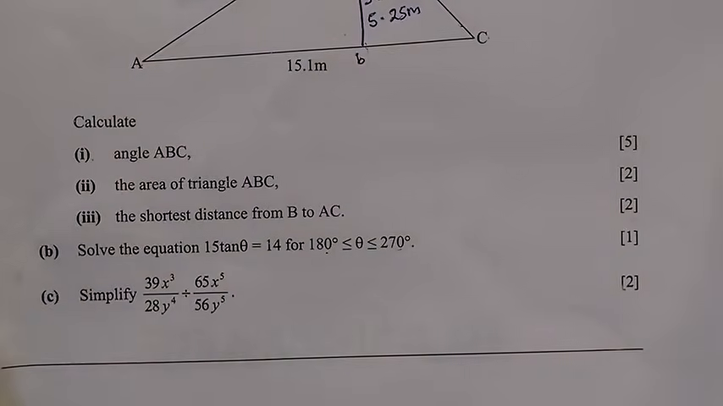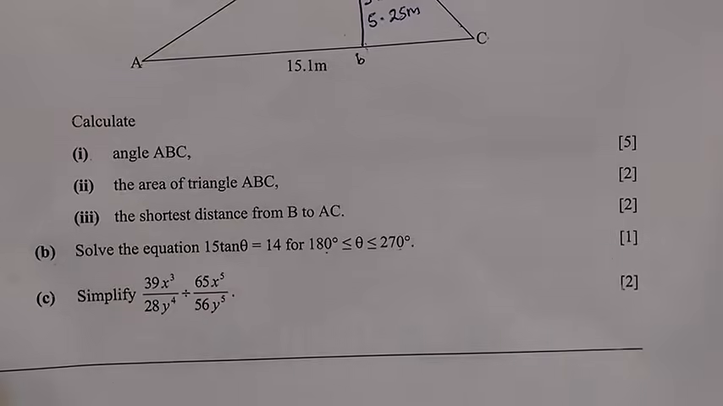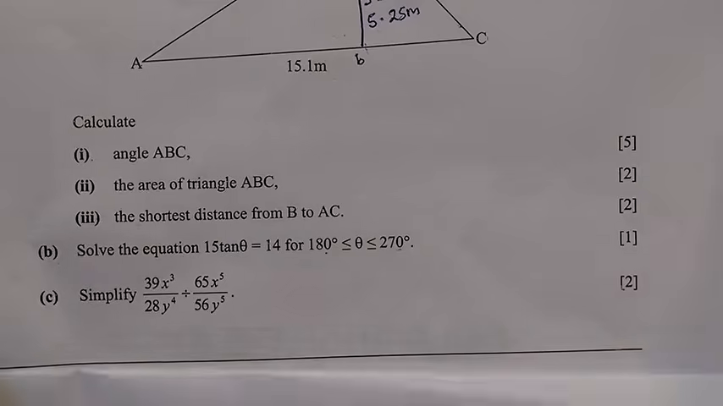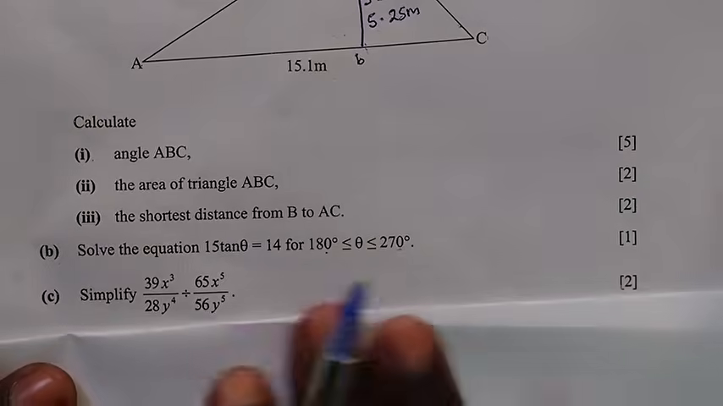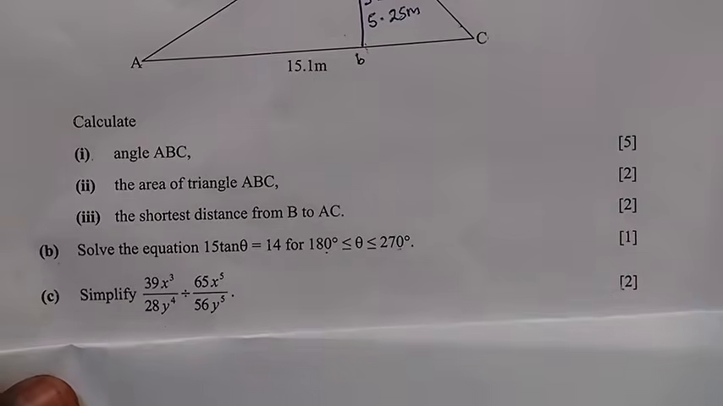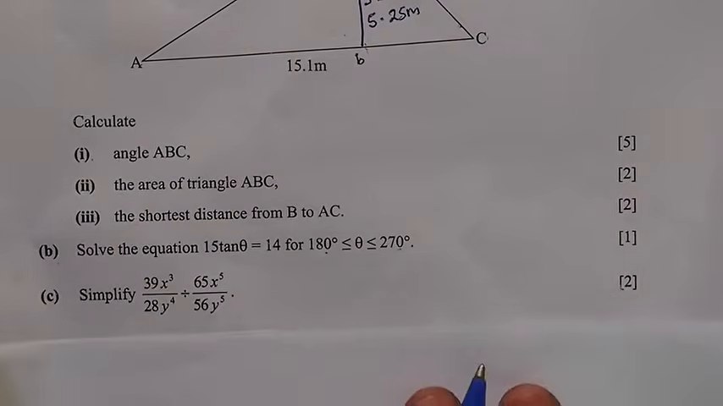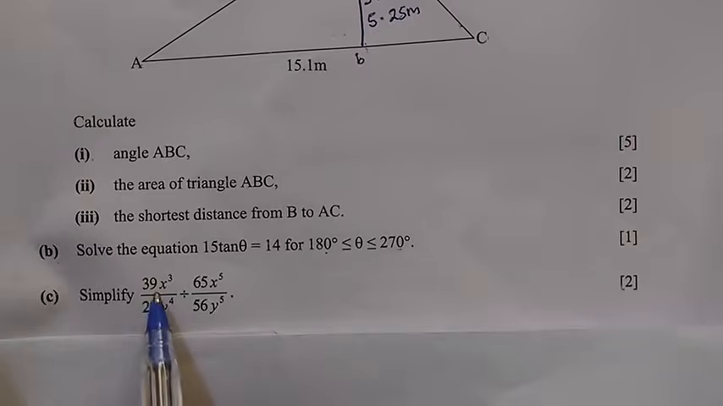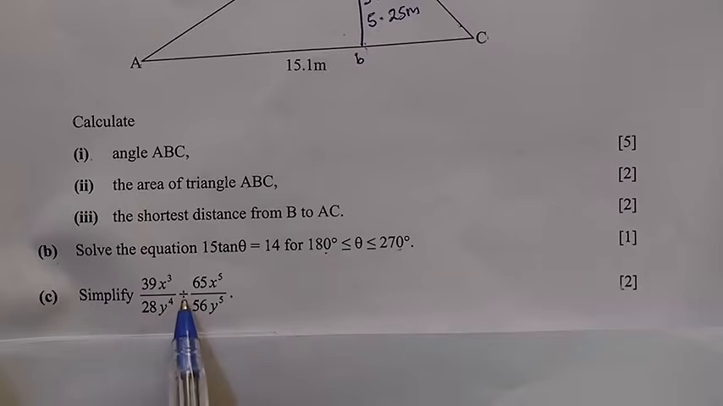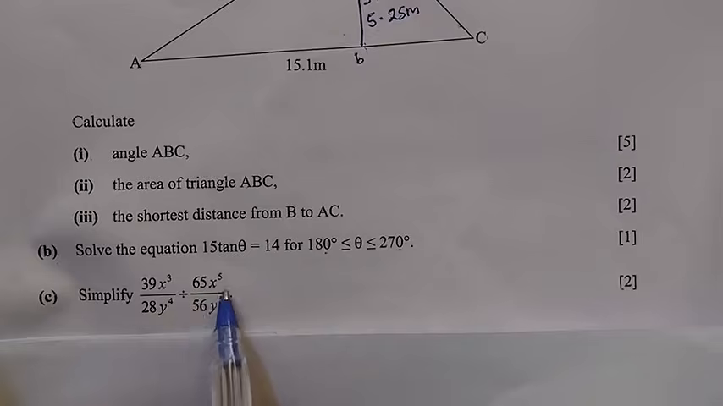We now come to our question C. How can we answer question C? To answer question C is very simple. This is the question that we have right here. I hope you are able to see it. We have 39 x power 3 divided by 28 y power 4, divided by 5 x power 5 over 56 y power 5.